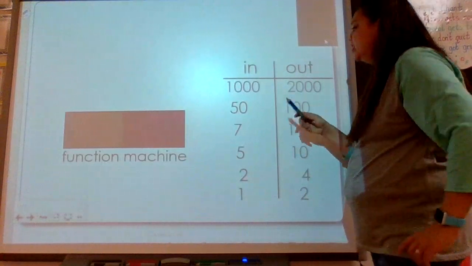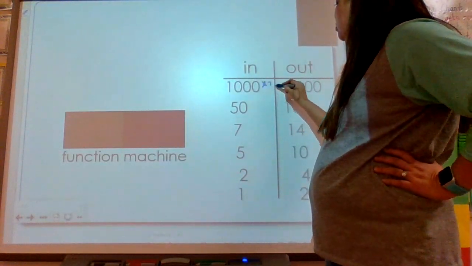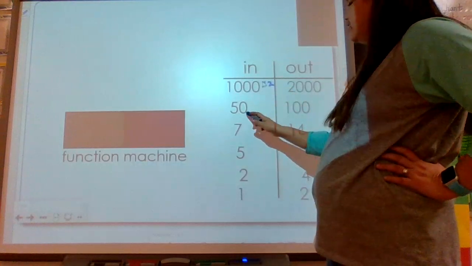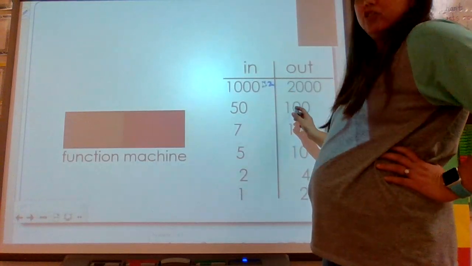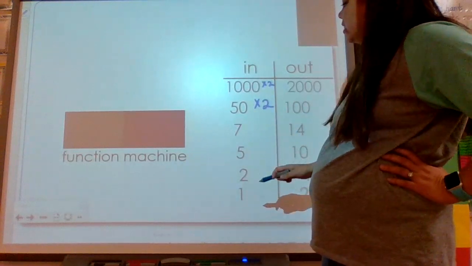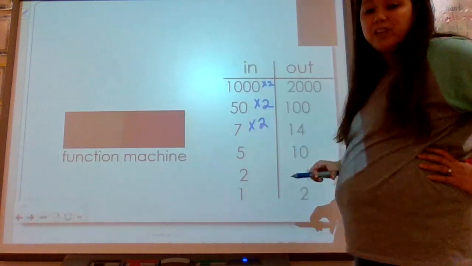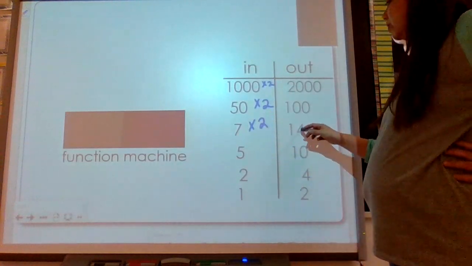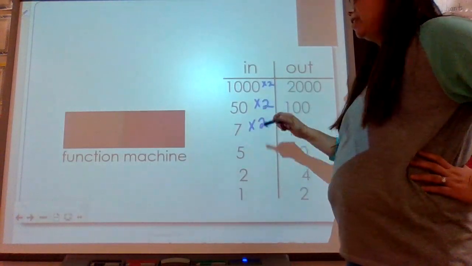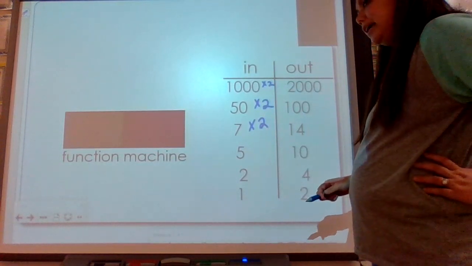Look at this. How is this turning into this? You could say times 2 or adding 1,000. But if I add 1,000 to that, is that going to get me 100? No. So we're going to times it by 2. Let's see. And I bet you most of you got it when we put in that 7. 7 times 2 is 14. Then you went up there and said, 50. 2 $50 bills is 100.